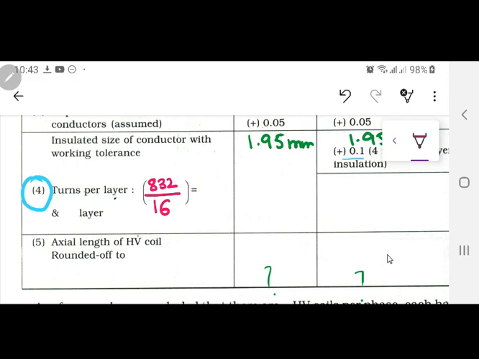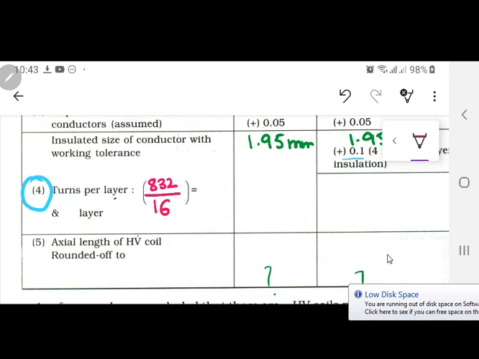52. So this means radial wise it will be 52 conductors. Now here in the length category over here, this was 1.95 mm, and I am going to multiply it by what value? G.